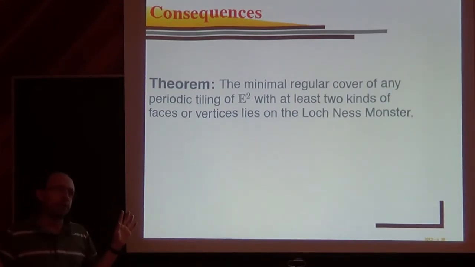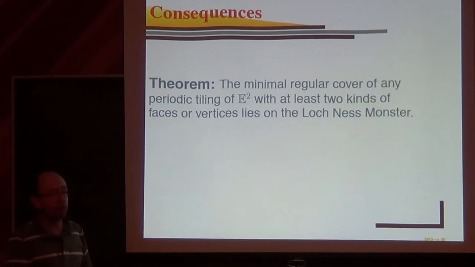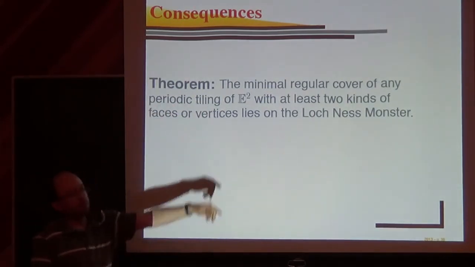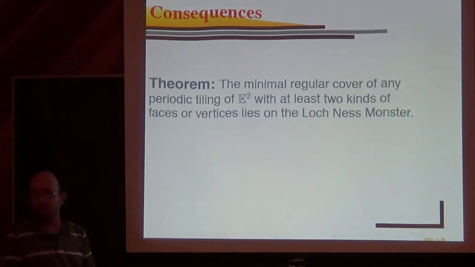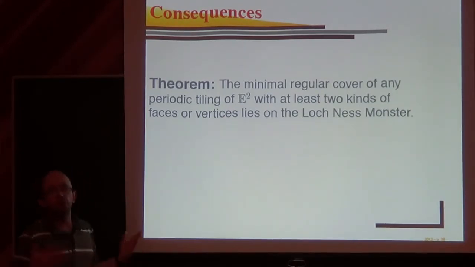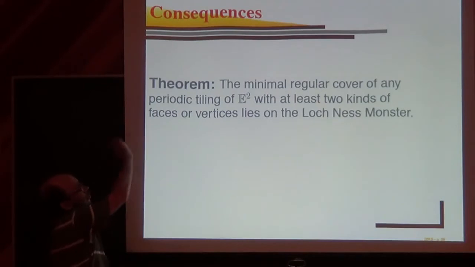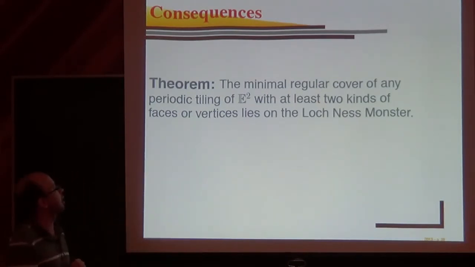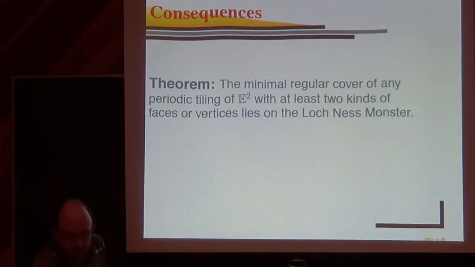Archimedean tilings, there are only 8 if I take away the regular ones. Periodic tilings with those properties, there are infinitely many. So this theorem was way stronger than we aimed for, and it says that we know the surface where the minimal regular cover of essentially all periodic tilings of the plane lives.